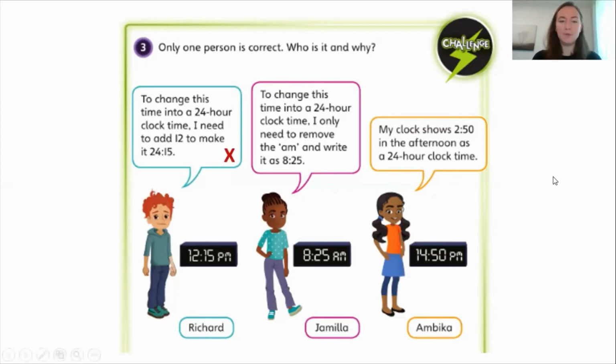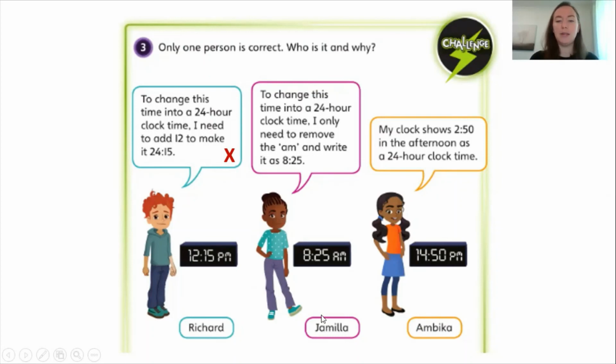With this time, 12:15 p.m., it is absolutely fine staying the same for a 24-hour time. We don't need to add another 0 on to the start because it has already got 4 digits. And it has only got to the 12. We're counting on from 12, so we start changing when we get to 1 p.m. We would have to change that to 13:15. But this one stays exactly the same, 12:15 p.m.